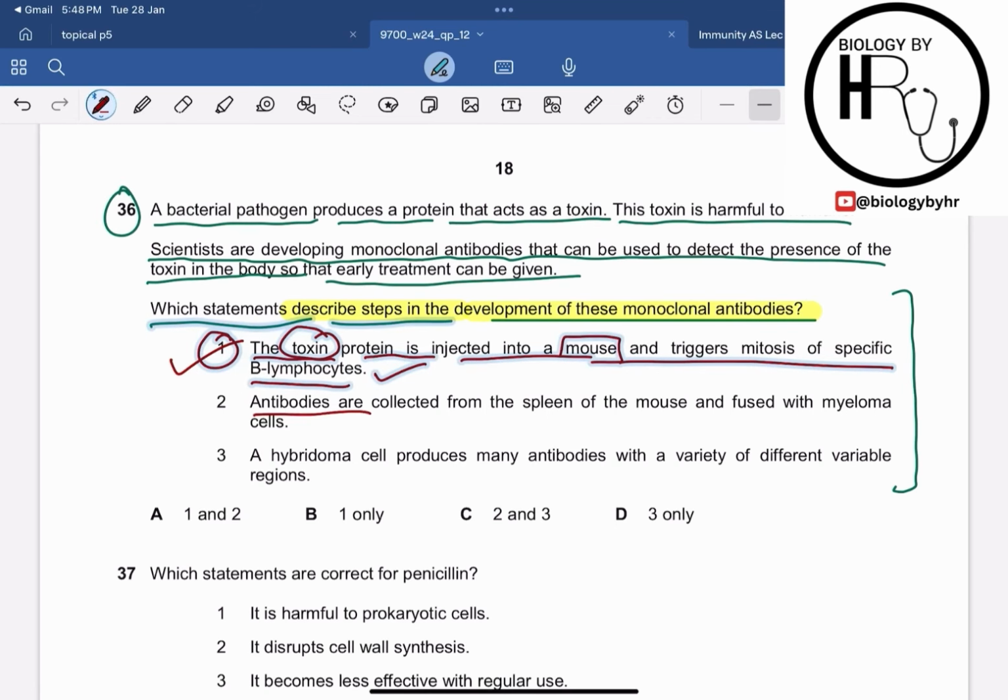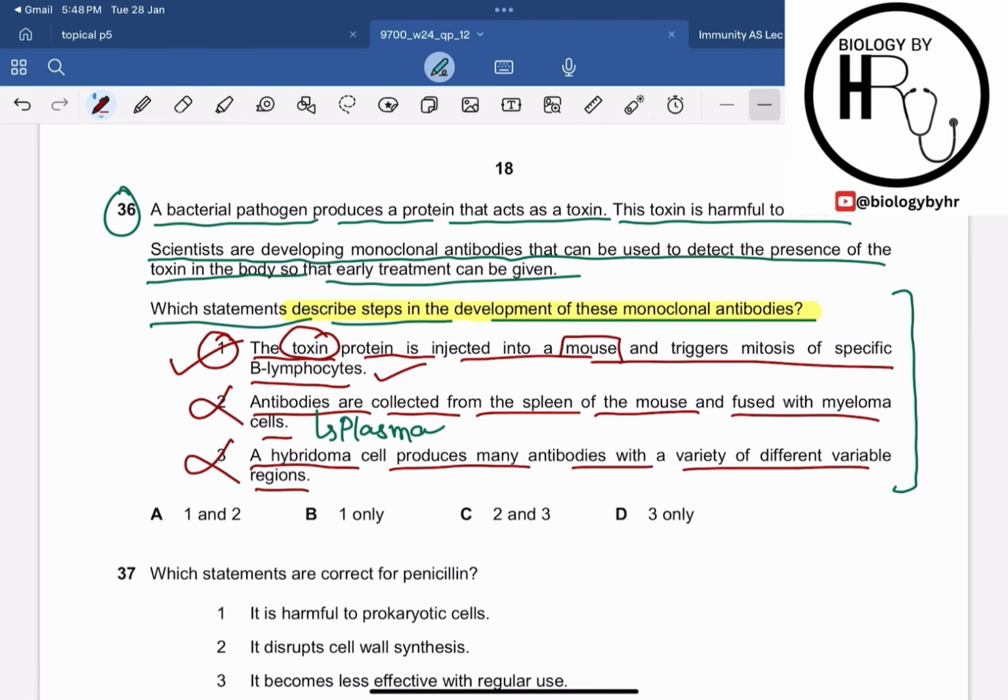Statement 2 says antibodies are collected from the spleen of the mouse and fuse with the myeloma cells. No, this statement is incorrect, because antibodies are not collected, the plasma cells are collected, right? Similarly, statement 3 says hybridoma cells produce many antibodies with a variety of different variable regions. No, this statement is incorrect, because hybridoma cells only produce one specific type of monoclonal antibody, and that specific type will be used to treat the patient, right? The hybridoma cells which produce the desired antibodies will be used at a large scale to produce more monoclonal antibodies. So only statement 1 is correct here. Hence the answer to question 36 is option B, 1 only.